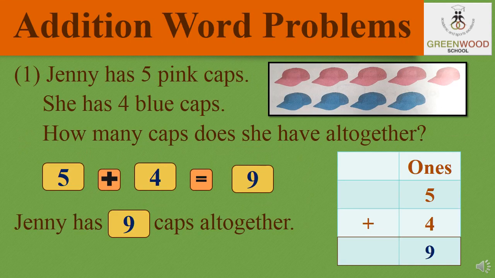Next topic, addition word problems. First example, Jenny has 5 pink caps. She has 4 blue caps. How many caps does she have all together? As you can see in the picture, Jenny has 5 caps and another 4 caps.